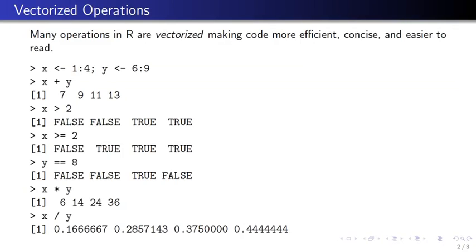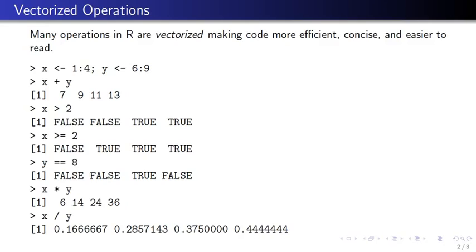The idea with vectorized operations is that things can happen in parallel when you want to do a computation. For example, suppose I have two vectors here, x and y. x is the sequence 1 through 4, and y is the sequence 6 through 9. I want to add the two vectors together. When I say add them, I mean I want to add the first element of x to the first element of y, the second element of x to the second element of y, the third element to the third element. So I want to do things in parallel like that.